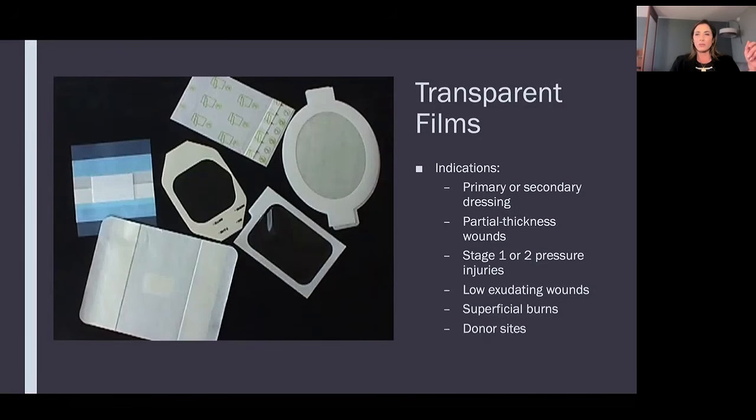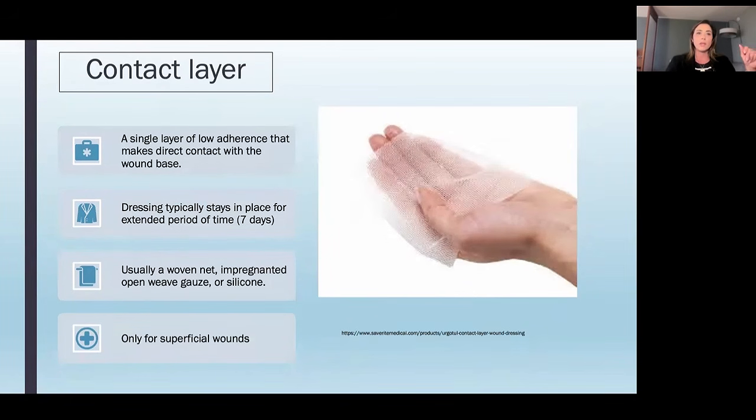But these are more of a should-have in your inventory instead of your first go-to grab thing. Okay, contact layer. A contact layer is simply a layer that you're keeping in between the wound and whatever the next dressing is. So it will always be a primary dressing. It's a single layer of low adherence that makes direct contact with the wound base for non-traumatic removal, or if you're protecting something that you put against it.